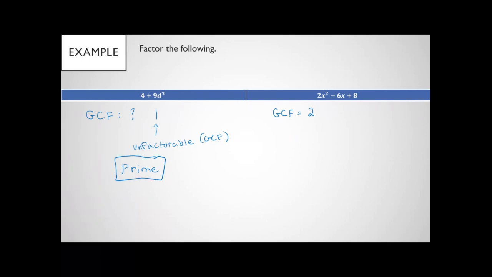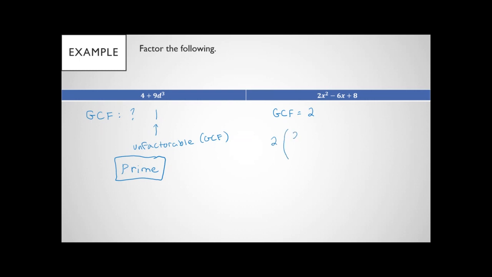Then you look at the variables. You have an x squared and x, and then there's nothing with x in the last term. Because the last term doesn't have anything with x, I can't factor out an x, because I have to be able to take it out of everything. If there's 3 terms, I have to be able to take it out of all 3 things. I can't just take it out of the first 2. It has to be everything. So our greatest common factor is only 2.